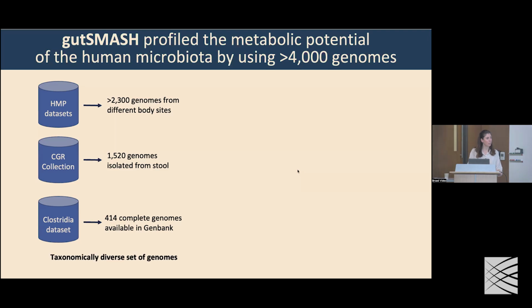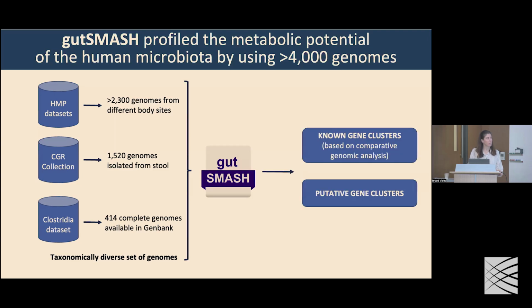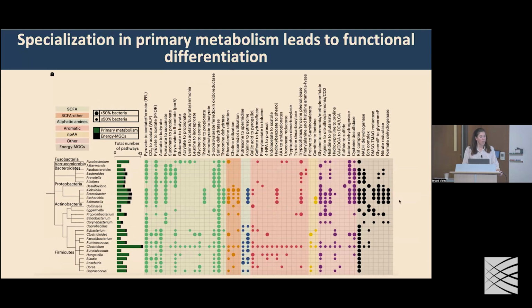All of these genomes composed a taxonomically diverse collection, and these were used as input for antiSMASH. And from here, we were able to separate the known gene clusters from the putative gene clusters, thanks to these databases of known cluster blast and this comparative genomic analysis. And here are the results.